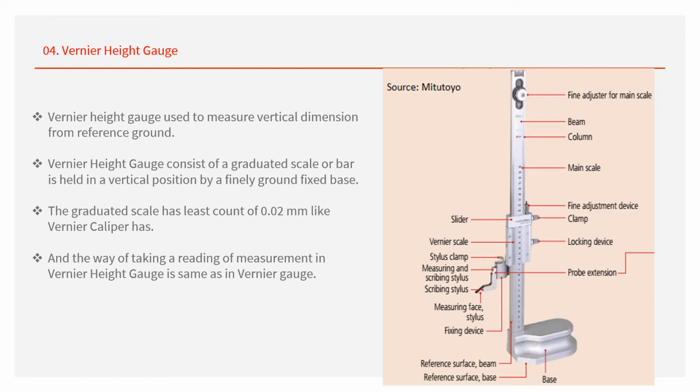Okay, the next one, the fourth one, is the Vernier height gauge. The Vernier height gauge is used to measure vertical dimensions from a reference ground. It consists of a graduated scale or bar held in a vertical position by a finely ground fixed base. The graduated scale has a least count of 0.02 millimeter, like the Vernier caliper has.